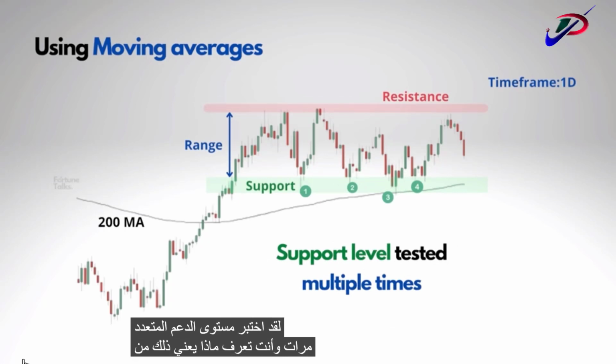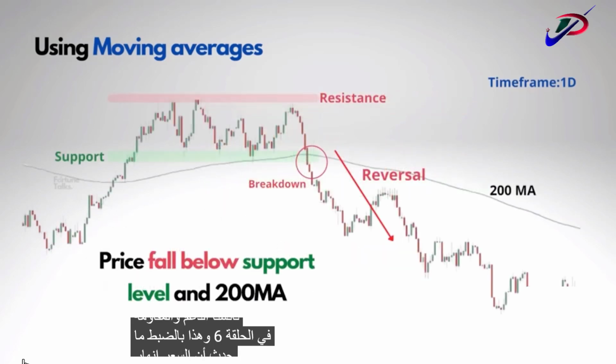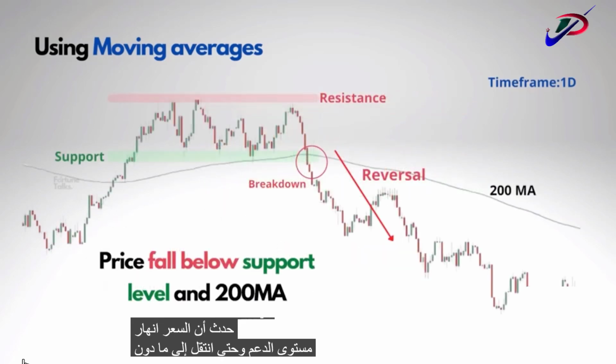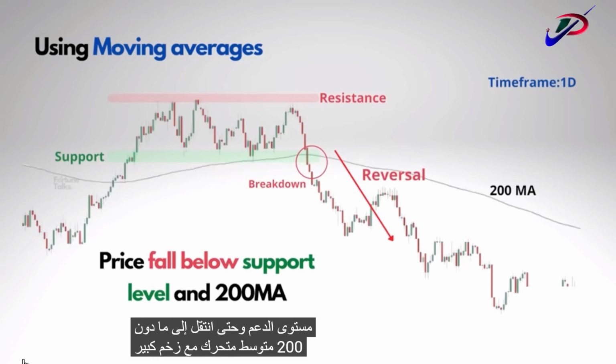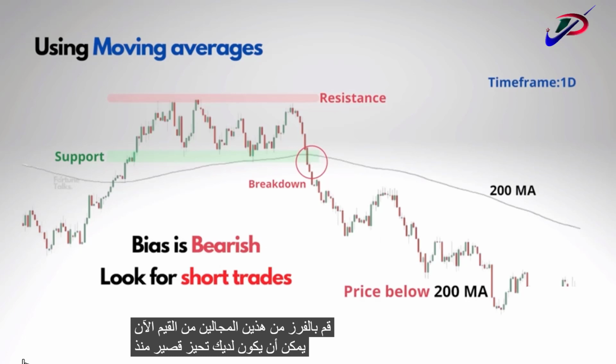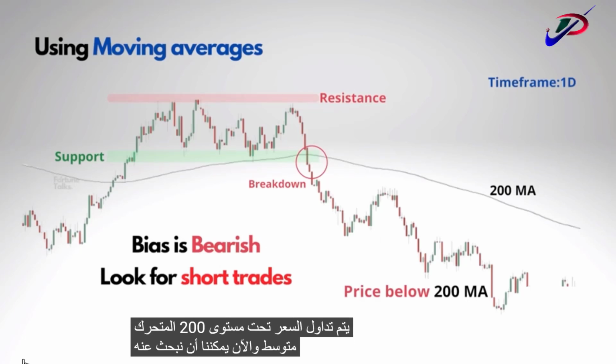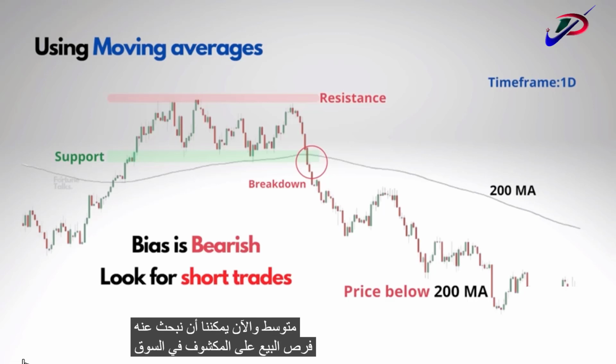And you know what that means from the simple concept that we have discussed about supports and resistances in episode 6. And it is exactly what happened. The price broke down the support level and even moved below the 200 moving average with great momentum. There wasn't any price rejection of any sort from both these areas of value. Now you can have a short bias since the price is trading below the 200 moving average, and now we can look for opportunities to go short on the market.